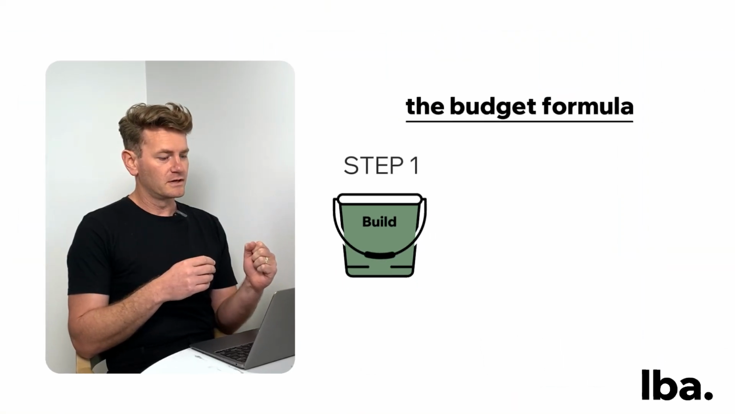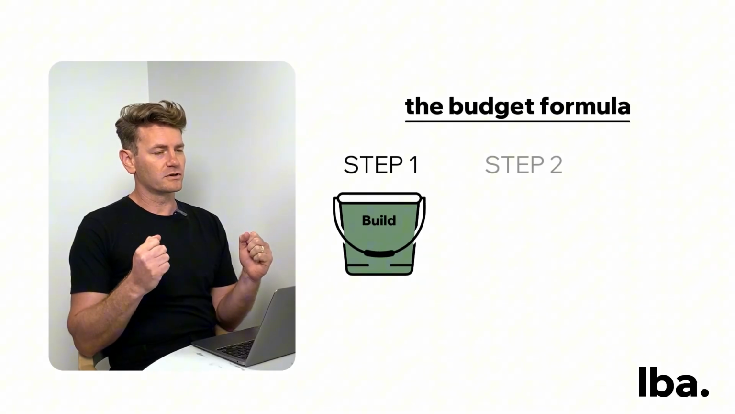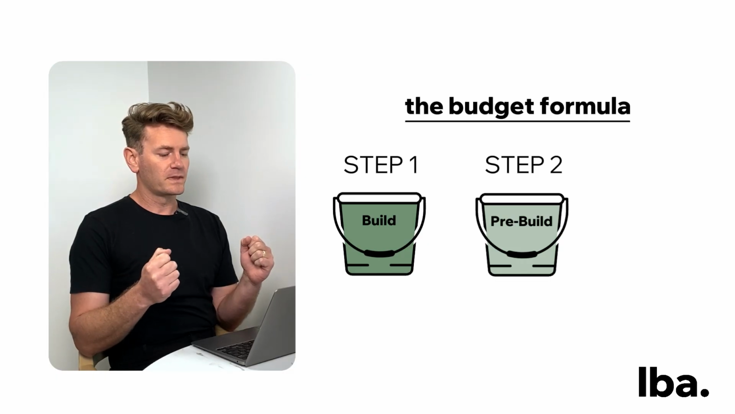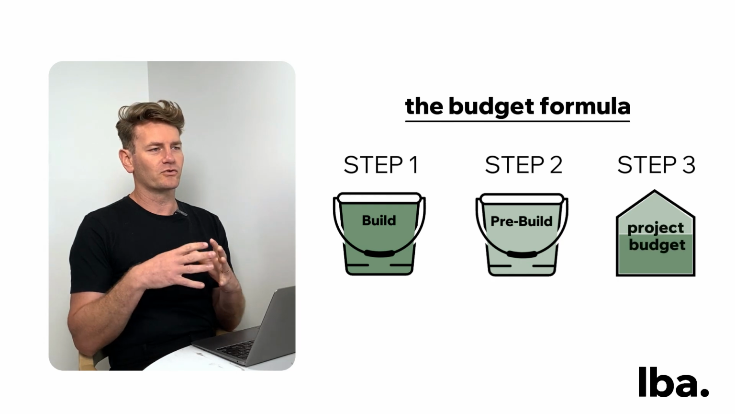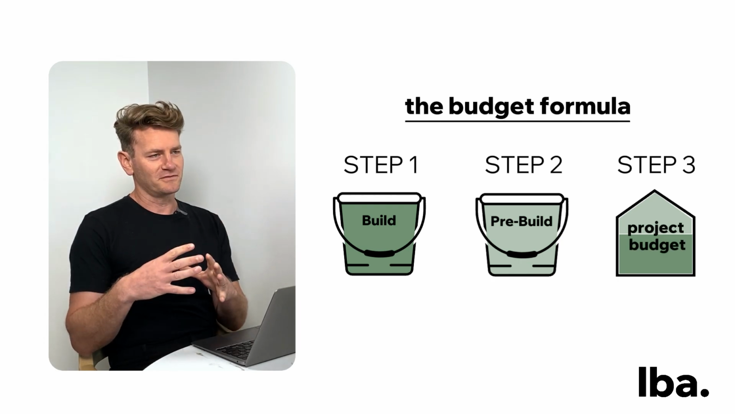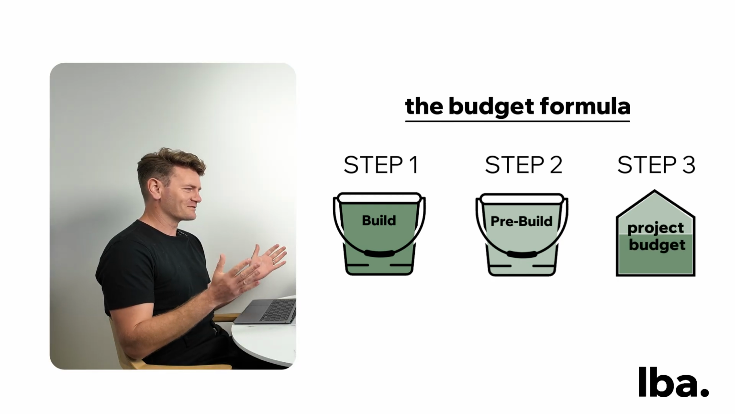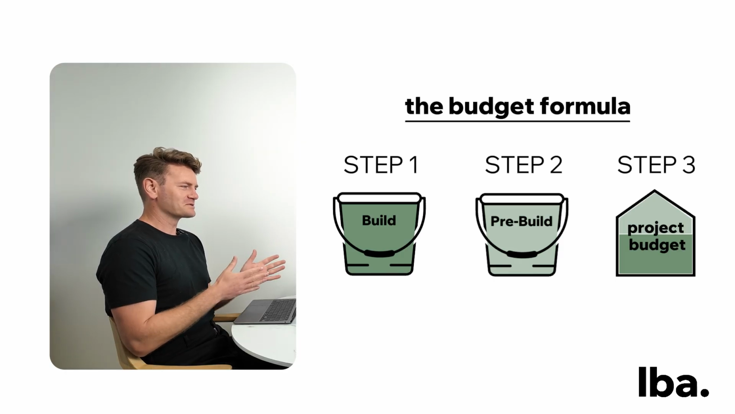We put together a project budget formula. It's a 3-step process, and it all starts with understanding what goes into the build bucket first, and then you can calculate the pre-build costs at a percentage rate. And then from that, you just add the build cost plus the pre-build cost to create your total project budget. So it's a really simple 3-step formula. There's not much math involved.